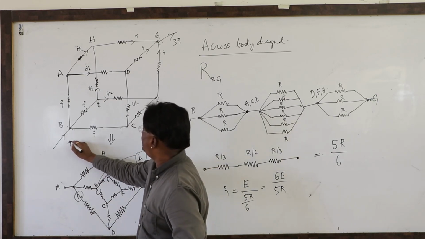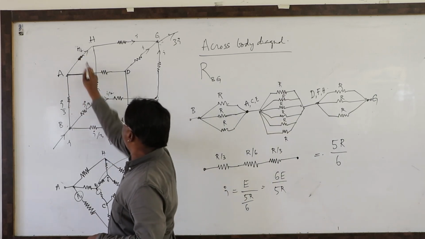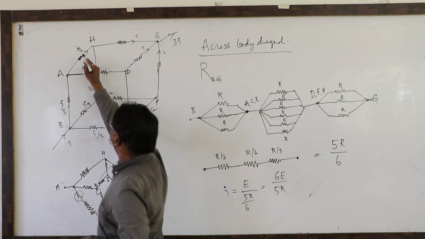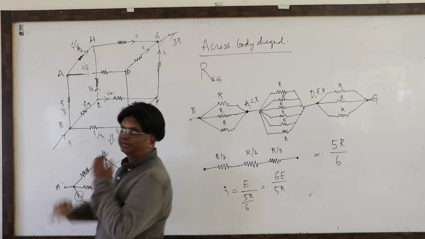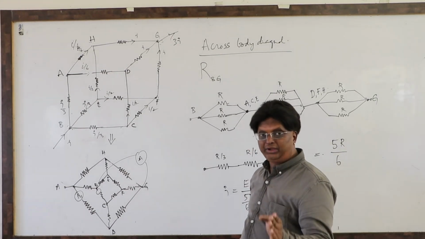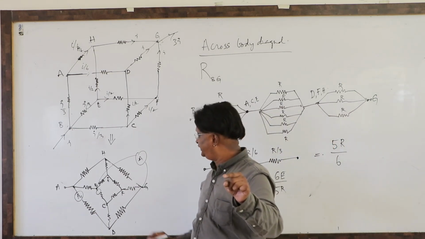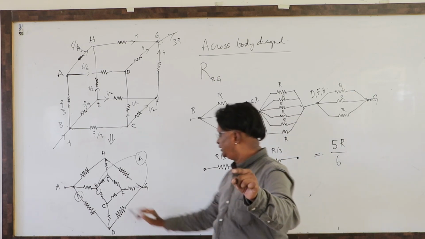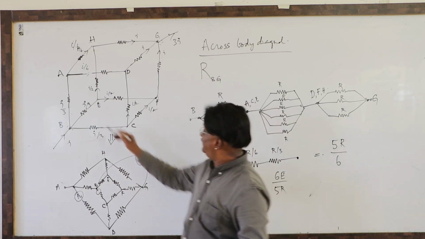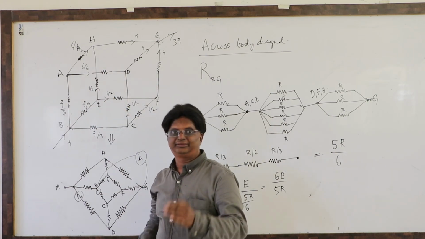Supposing if I call this I, this will be I by 3, I by 3, I by 3. This I by 3 splits in the branches AH and AD. Therefore, this is half of I by 3. This is I by 6 and this is I by 6. Right? So, what are the possibilities of ammeter reading? The ammeter reading is either I, which is 6E by 5R, for the ammeter connected between B and G. Whereas for any other case, the ammeter reading is either I by 3 or I by 6.